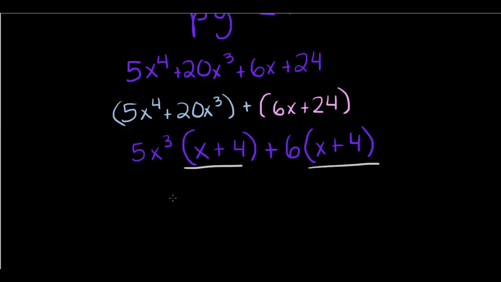So I'm going to factor x plus 4 out. Once I factor x plus 4 out from this first term, I'm going to have 5x to the power of 3 left. And if I factor the x plus 4 out from this term, I will just have the 6 left. And that's it. I'm done.